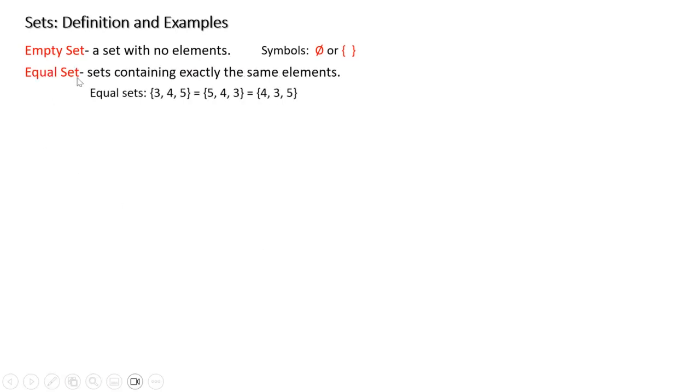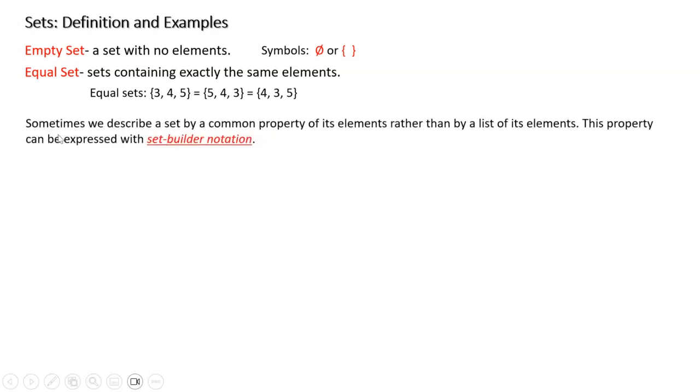Now, equal sets. Equal sets are sets containing exactly the same elements. For example, the set 3, 4, 5 is equal to the set 5, 4, 3, or is equal to the set 4, 3, 5. You see, this set contains 3 elements, and the elements are the same, 3, 4, and 5, in different order. So these are considered equal sets.